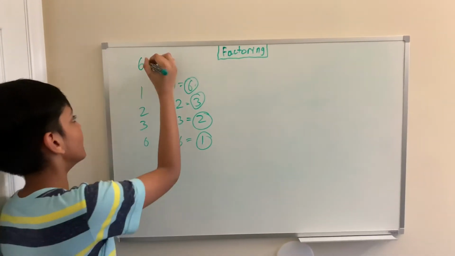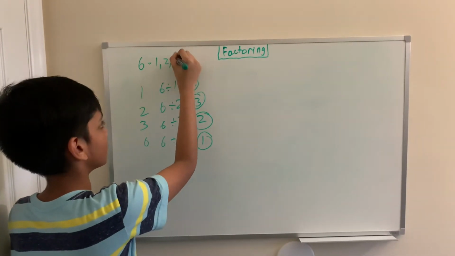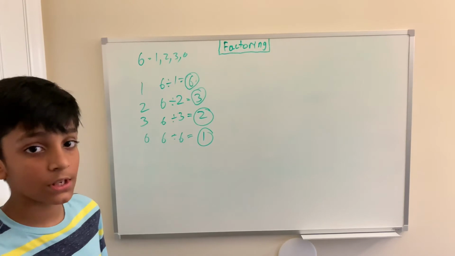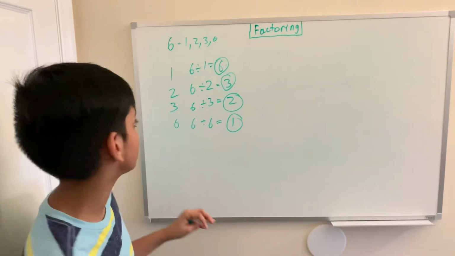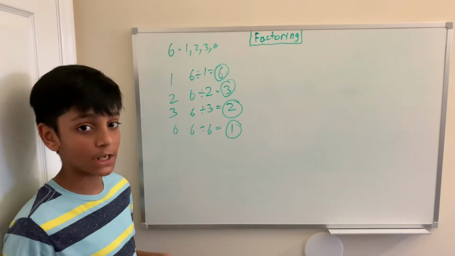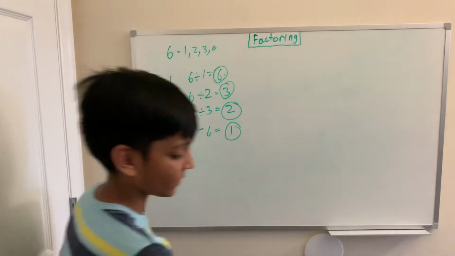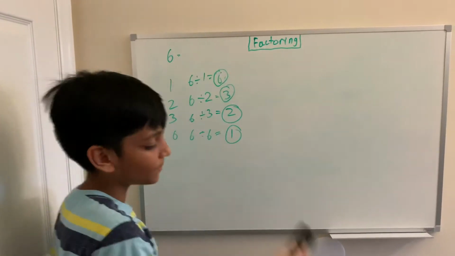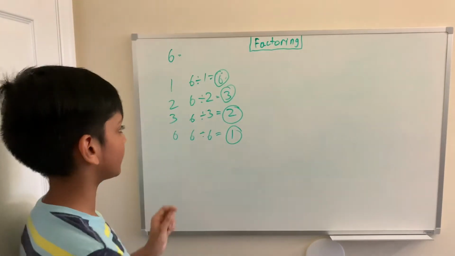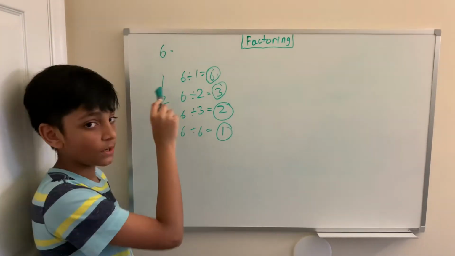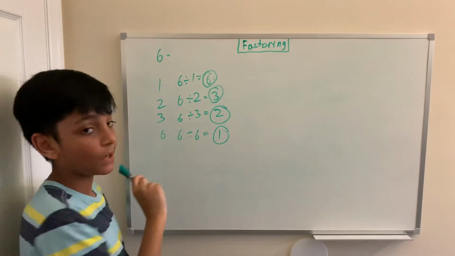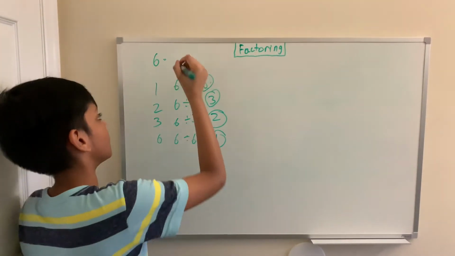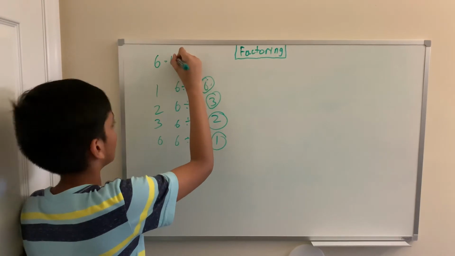So we can't just write them down like 1, 2, 3, 6. You could do that when you're asked to list all of the factors of 6, but not here. Here we have to make the factoring expression, so we have to make the multiplication expression and it has to equal 6. So let's start with 1. 1 times 2 won't work because that equals 2. 1 times 3 won't work, that equals 3. 1 times 6, yes, that's perfect because 1 times 6 equals 6. So one factoring expression could be 1 times 6.